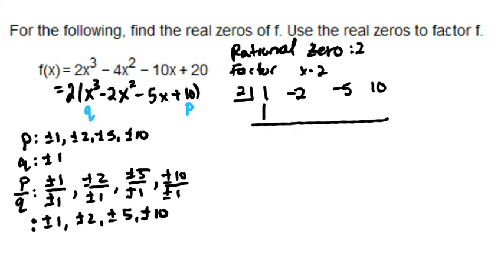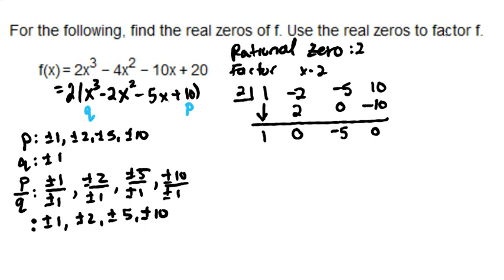And with synthetic division, I'll carry down that first term, multiply 2 times 1 to get 2. Add these two numbers together, give 0. 2 times 0 is 0. Negative 5 plus 0 is negative 5. 2 times negative 5 is negative 10. And 10 plus negative 10 is 0.